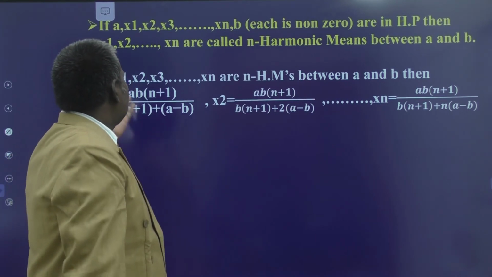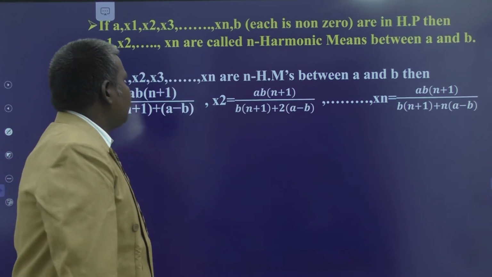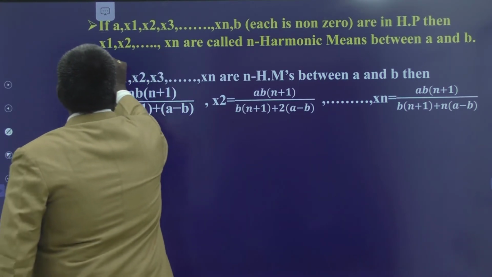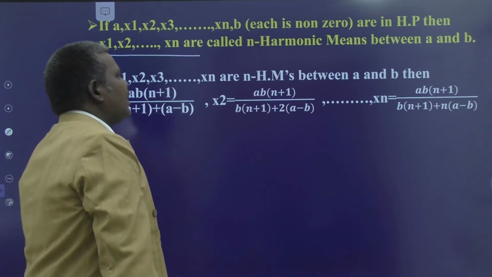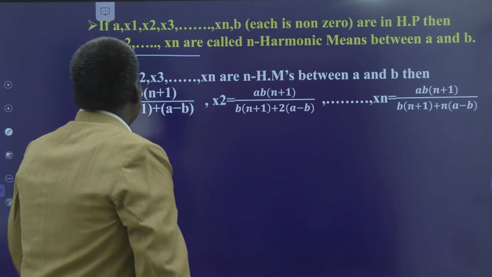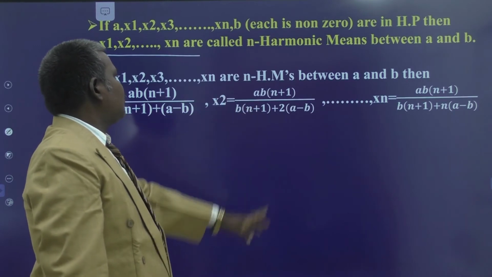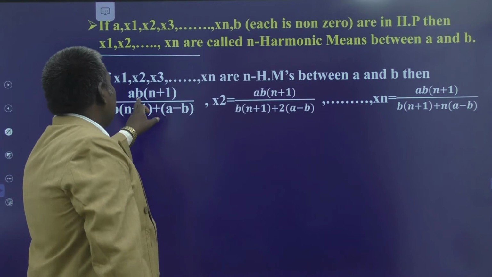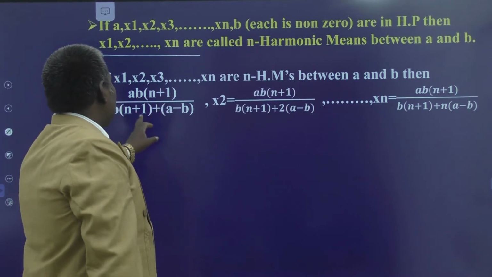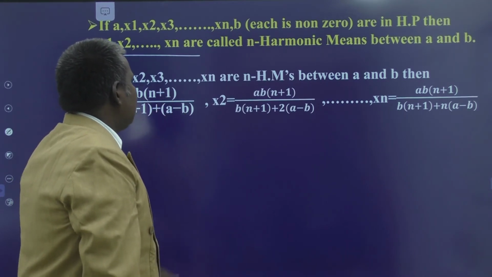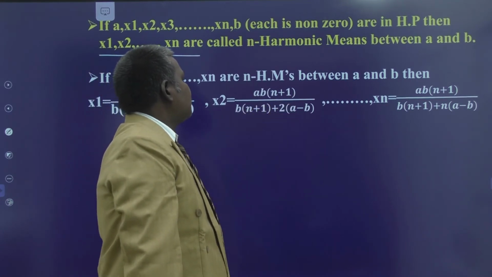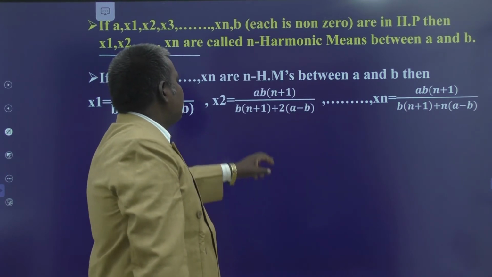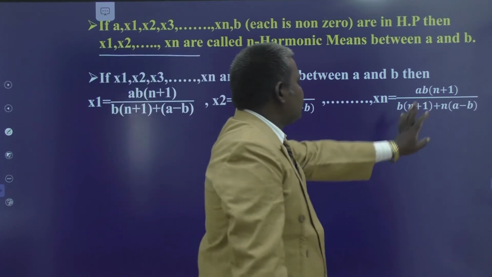In the same manner, if A comma x1, x2, x3 and so on up to xn comma b are in harmonic progression, then the middle terms x1, x2, x3 and so on up to xn are called n harmonic means between A and B. Suppose x1, x2, x3 and so on up to xn are n harmonic means between A and B, then x1 is this one: AB into (n plus 1) by (b times (n plus 1) plus (a minus b)). x2 is AB times (n plus 1) by (b into (n plus 1) plus 2 times (a minus b)). Two times here, and so on, n times (a minus b).